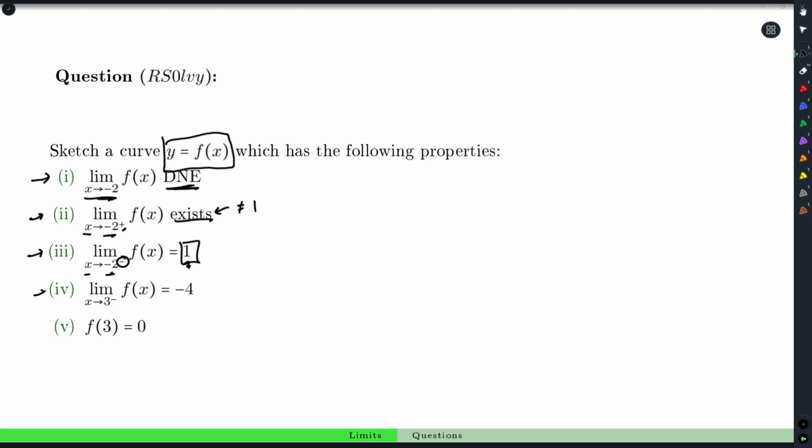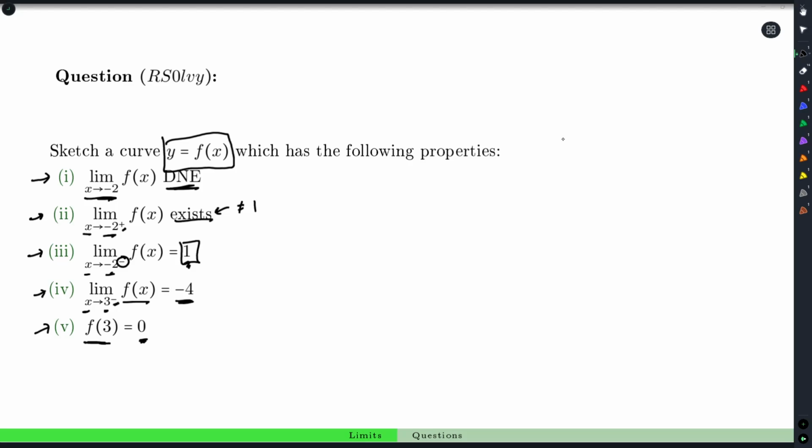Okay, we get another limit for our fourth condition. The limit as x approaches 3 from the left of our function is -4, and this one is not a limit, but it's a value. F at 3 has to be 0. That's fine, because the value of a function should be, at least in your mind, disconnected from the idea of a limit. Sometimes they're equal, but in this case, they are not.